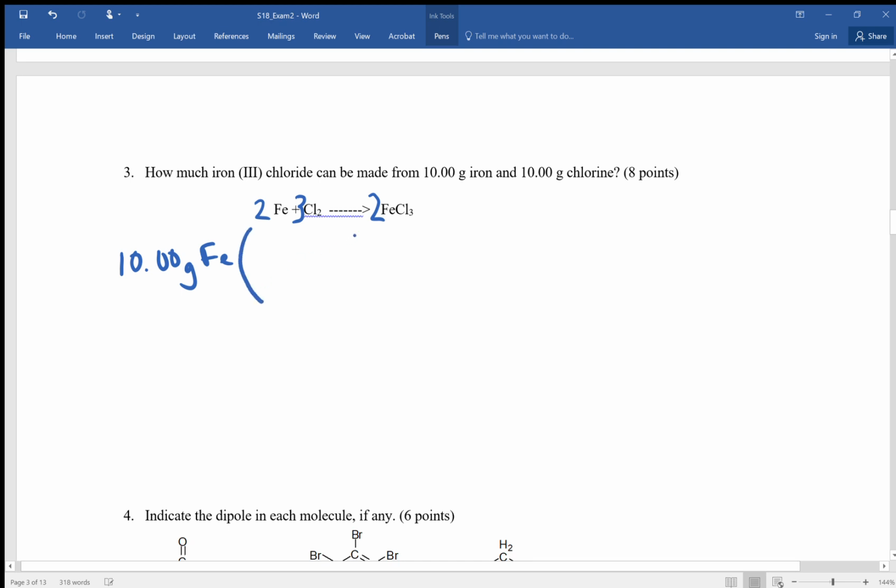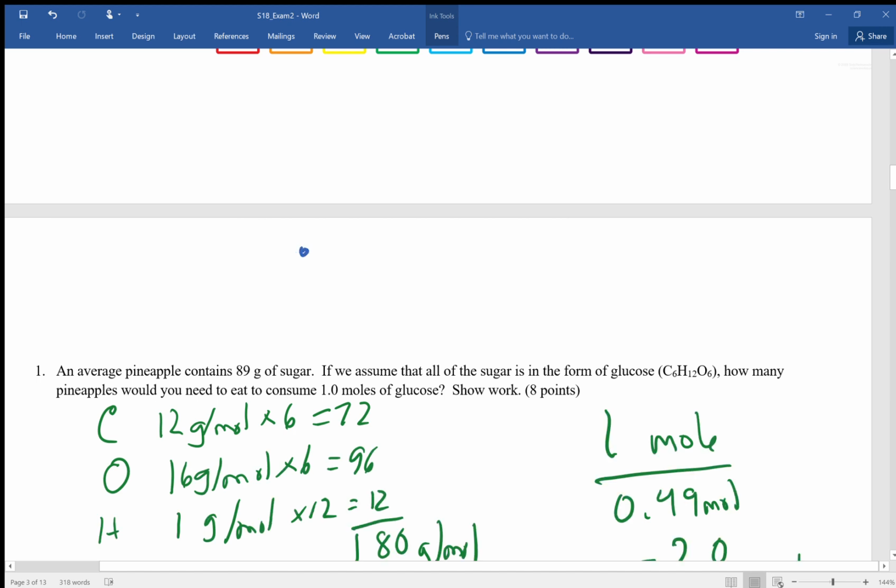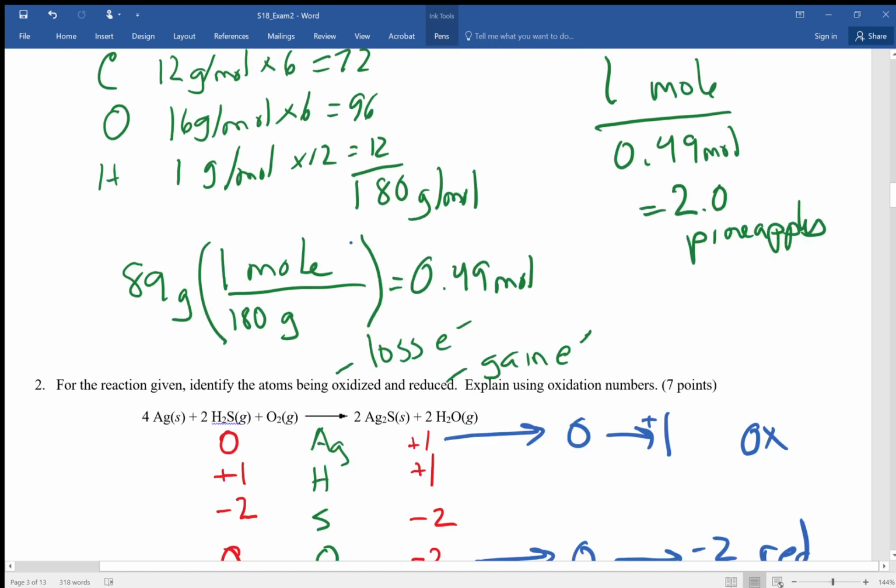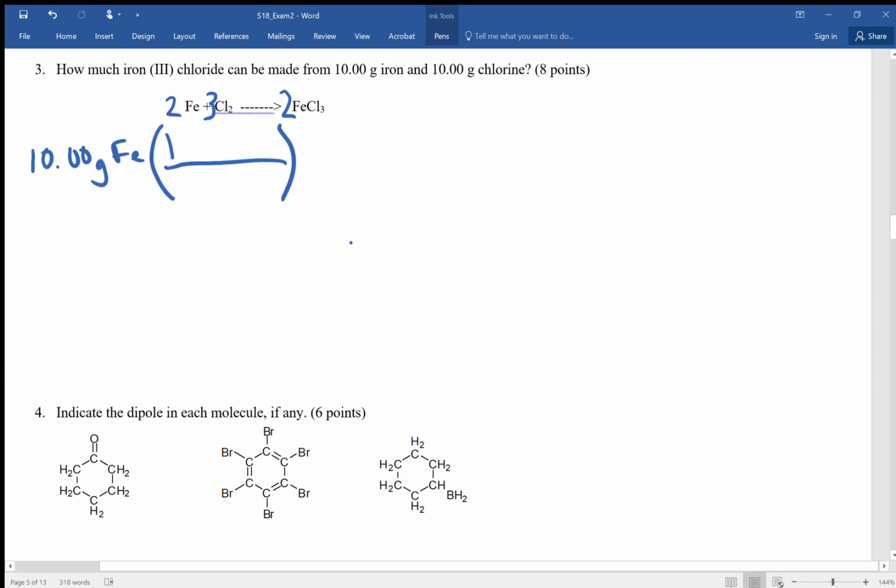So starting with our 10 grams of iron, we need to convert that to moles. We can get its mass from the periodic table, 55.85 grams. Then we know that from the balanced equation, 2 moles of the product, iron chloride, can be made from 2 moles of iron.